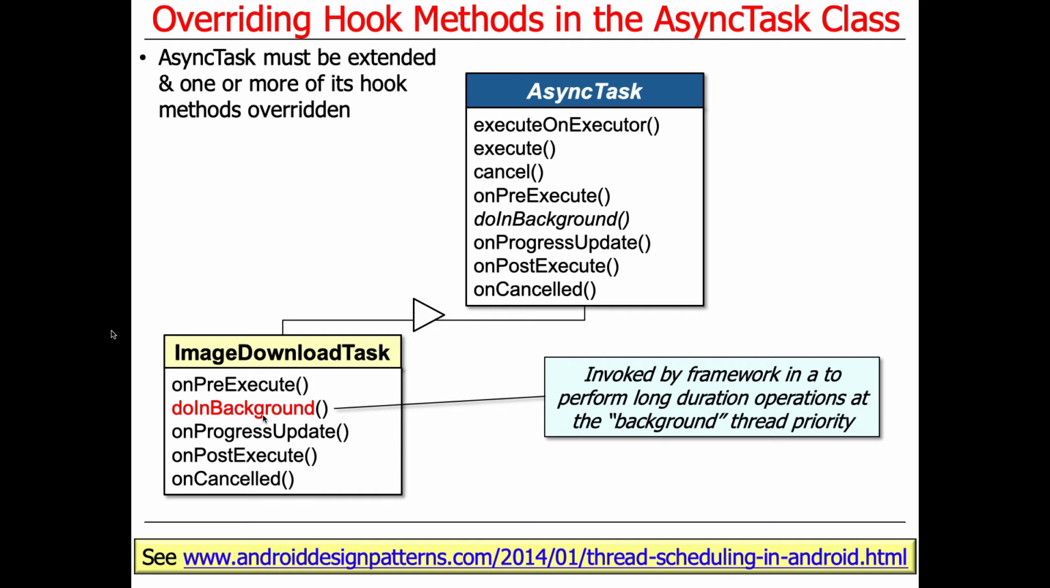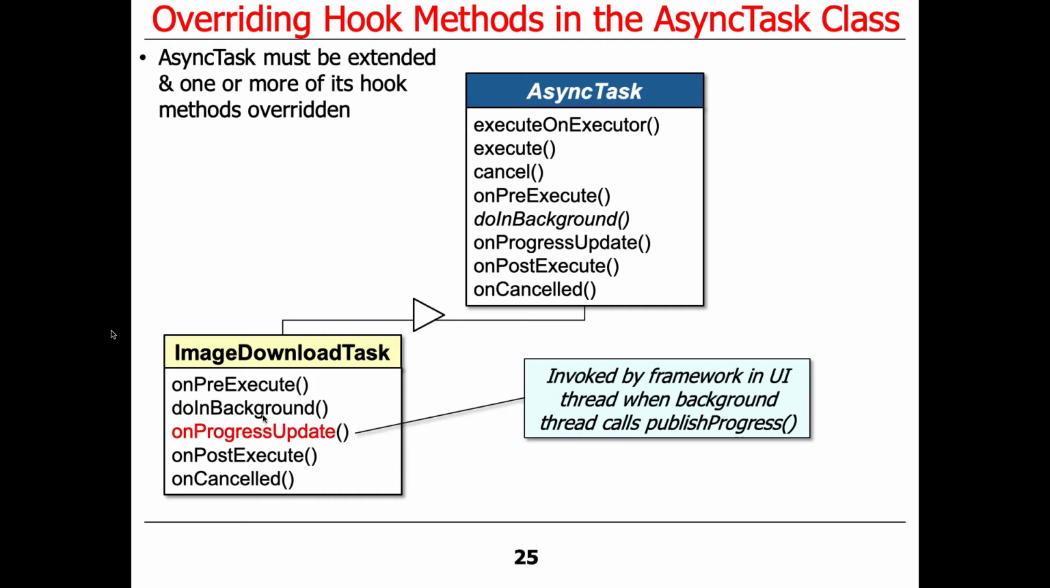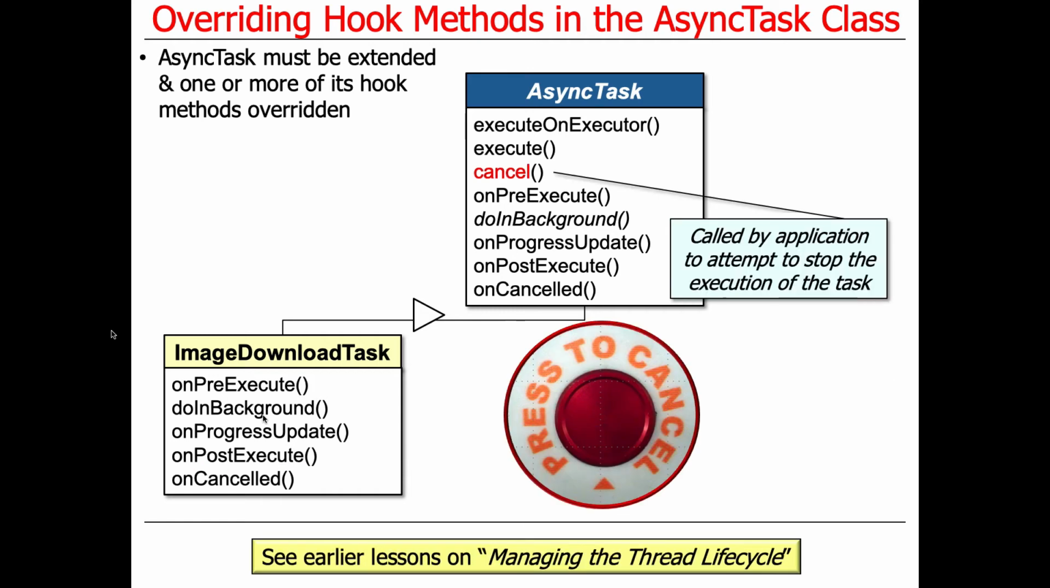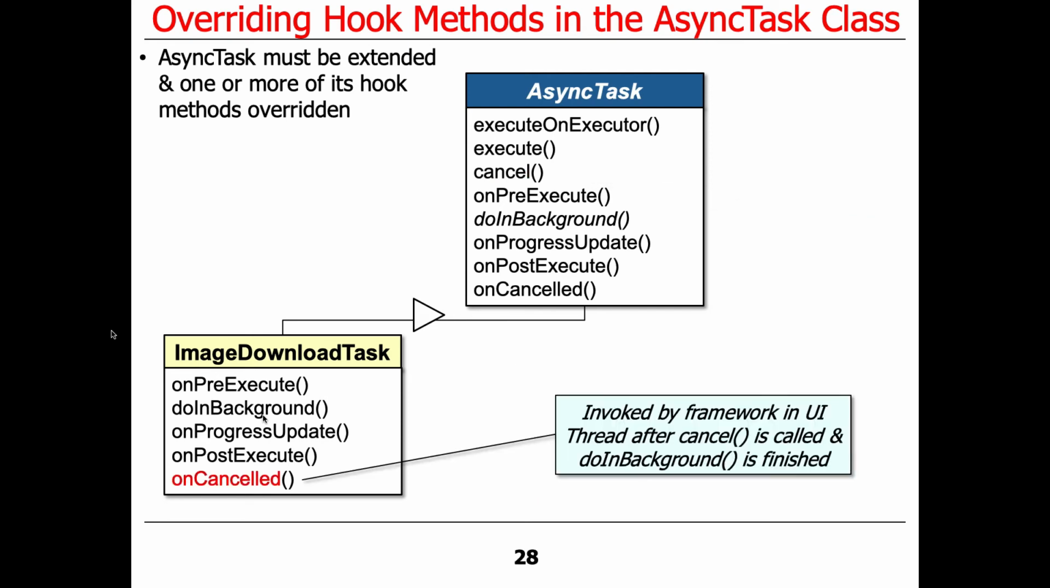So you can do that, but that's not what it does out of the box. As I mentioned, OnProgressUpdate is invoked while the background thread is running when it calls publish progress. OnPostExecute runs when we finish successfully, and OnCancel will be called when you cancel something. So if you cancel the thread, then after you cancel it, it'll call the OnCanceled method instead of calling OnPostExecute.